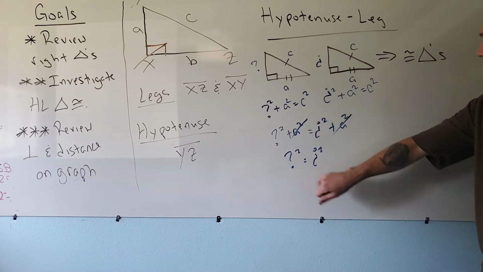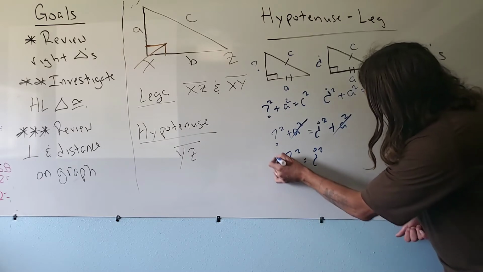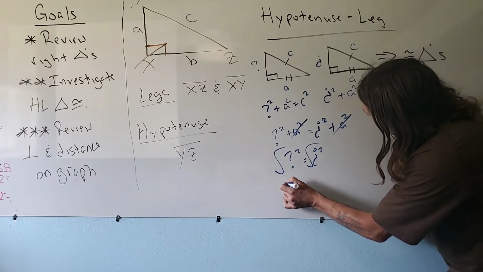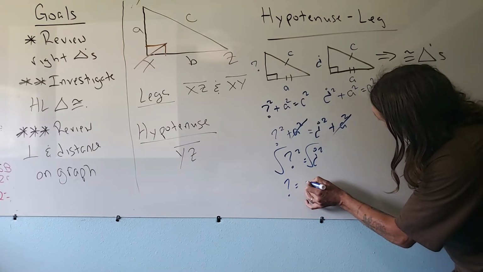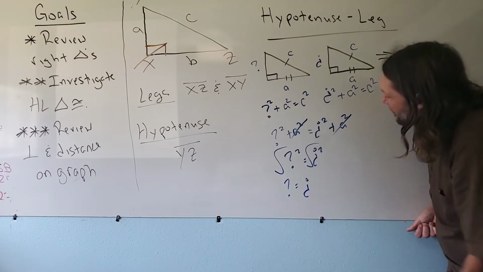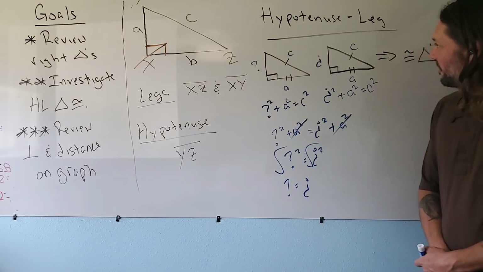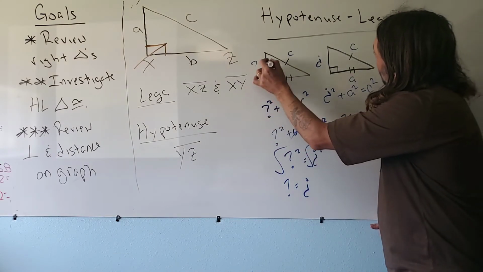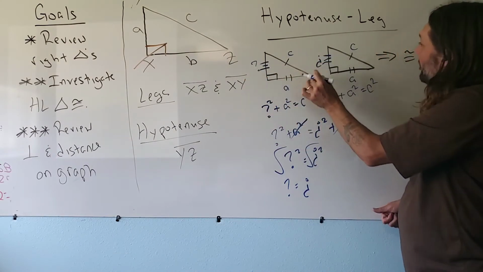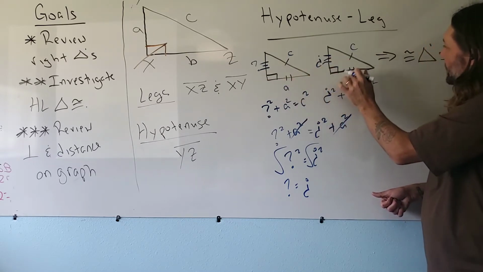And I can actually square root both sides and determine that both unknown sides must be the same length. And since they're the same length, what that implies is these triangles must be congruent because of side, side, side.